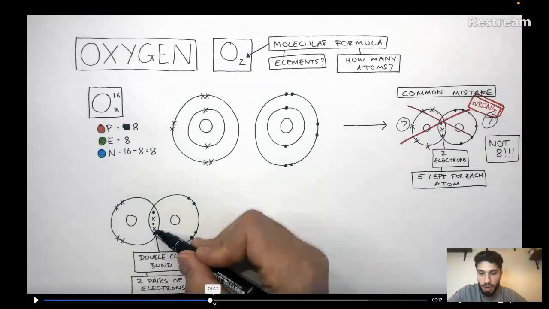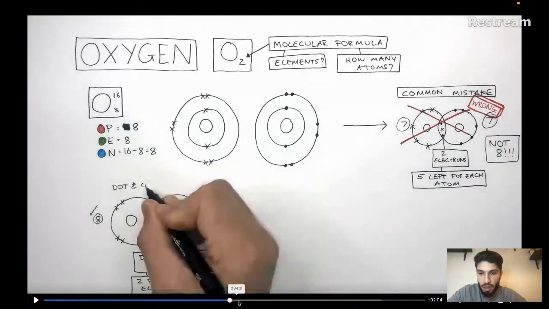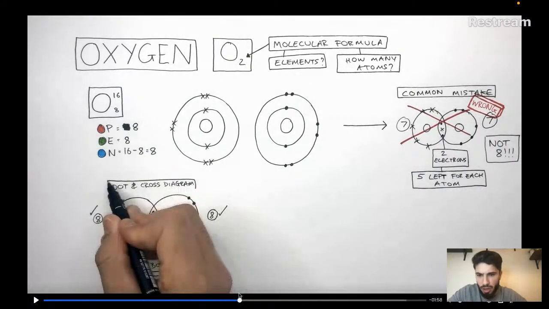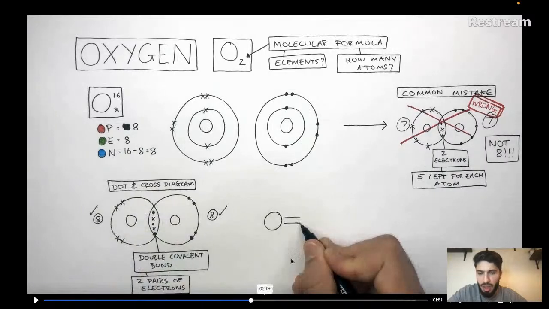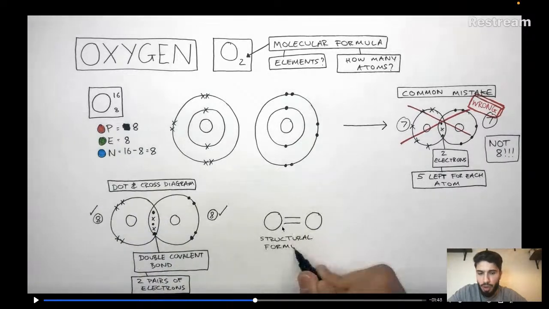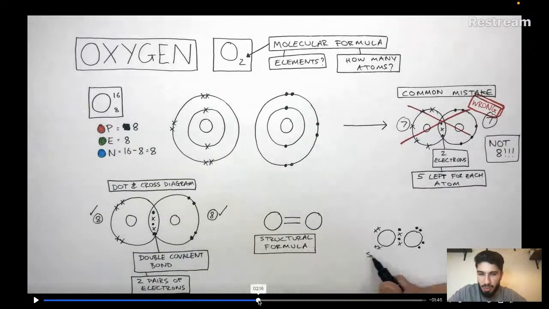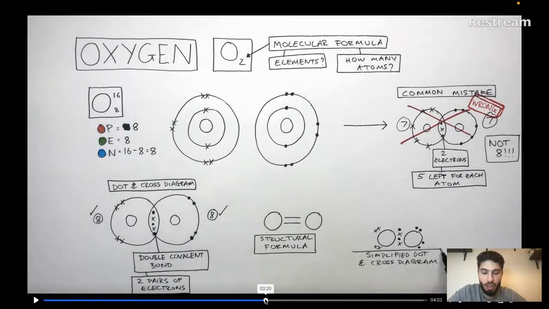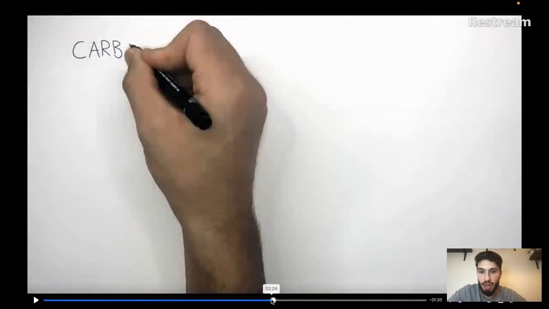Should be question time now. Yes, that's correct, and that's correct. We've gone through that already. Here is a displayed formula, also known as structural formula in some books, but really it should be called displayed. But GCSE books call it structural. And then here's a simplified dot and cross diagram as well. You can also draw a diagram like this as well.